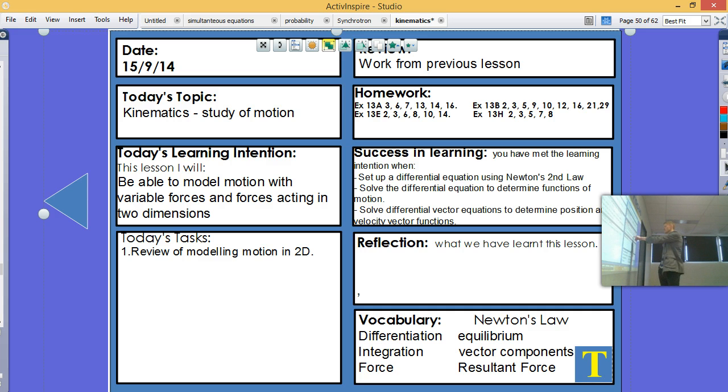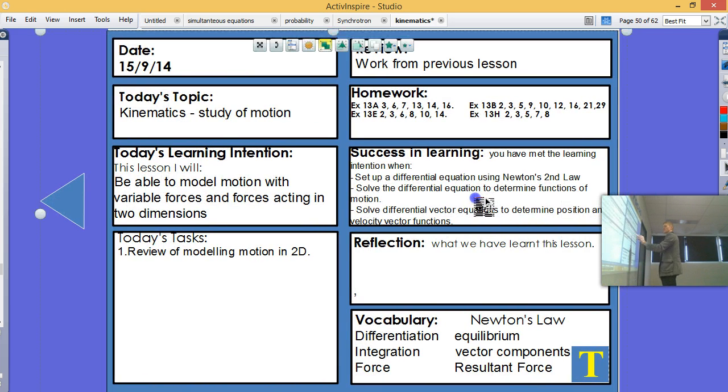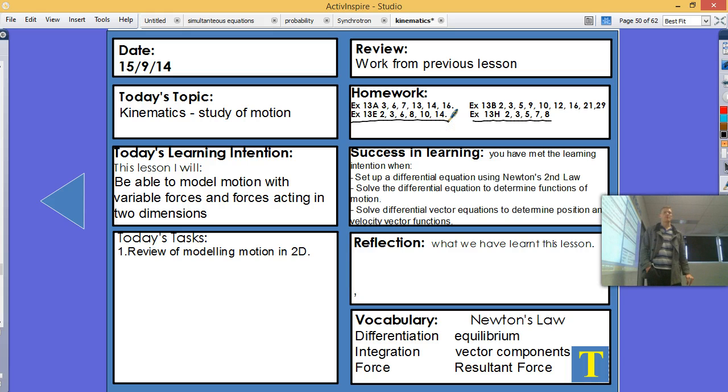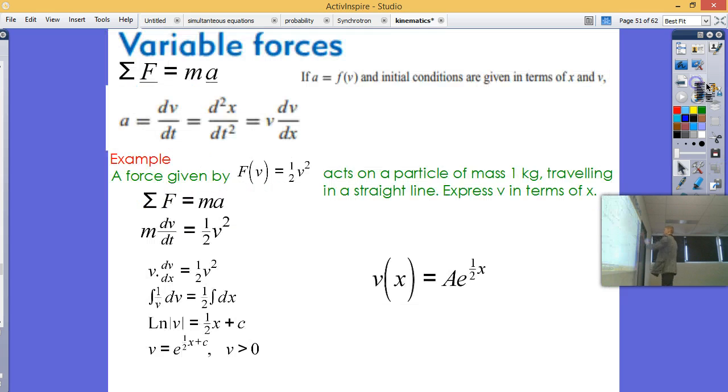Solving differential equations, in particular determining functions of motion. What is an equation of motion? What do we mean by that? And apply a bit of vectors to it. Alright, please note some homework exercises that are important for you to look at and to practice. Okay, alright, let's get to it.